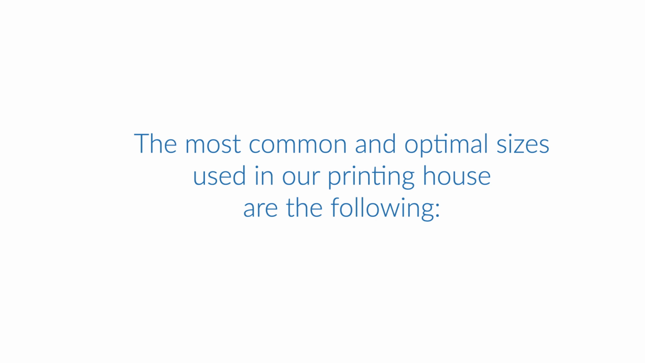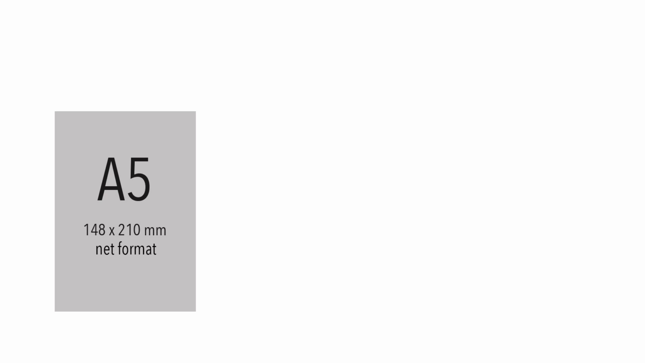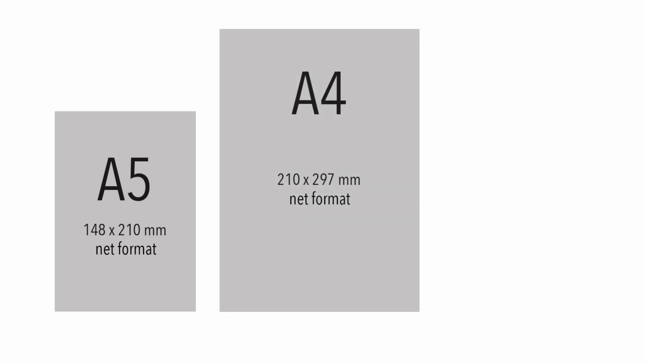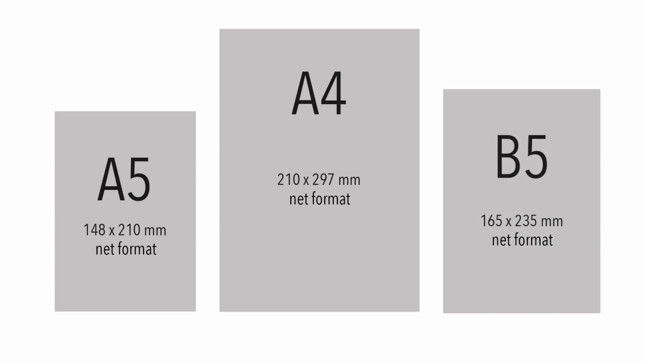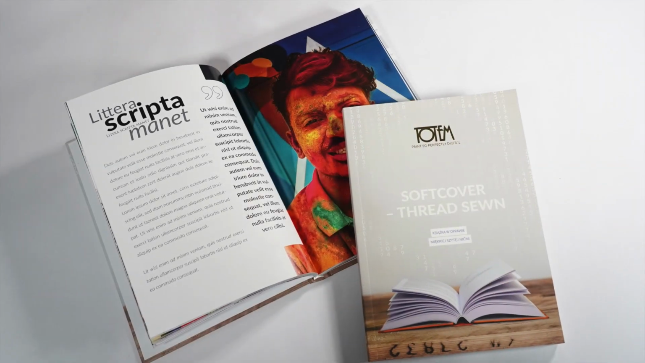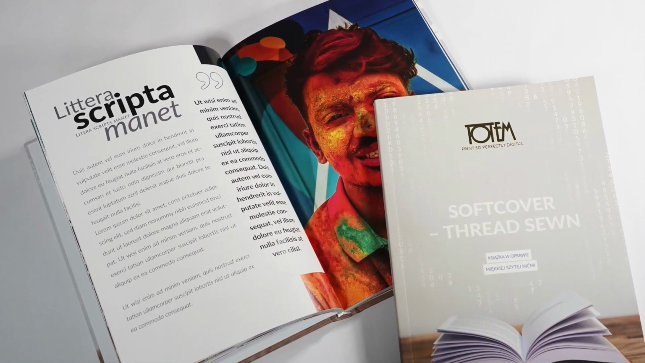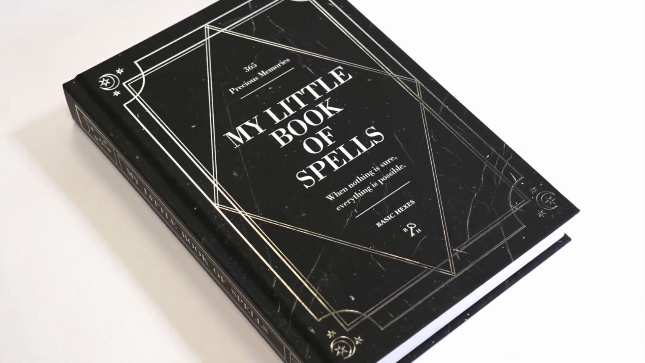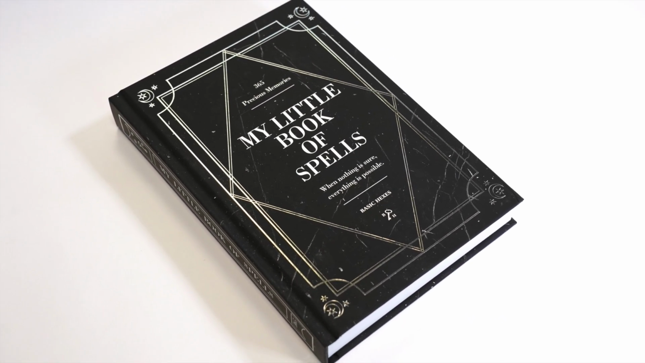The most common and optimal sizes used in our printing house are the following. A5, that is 148 by 210 millimeters. A4, that is 210 by 297 millimeters. And B5, that is 165 by 235 millimeters. Please note that the common B5 paper size is different from the one we use. The 165 by 235 millimeter paper size, recommended by us, is an optimal solution to achieve the most cost-effective printing of paper, which makes the price more attractive.